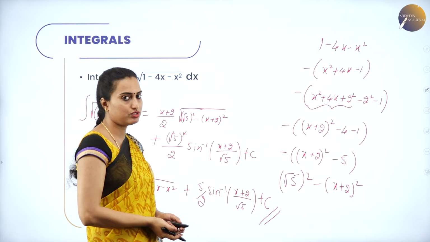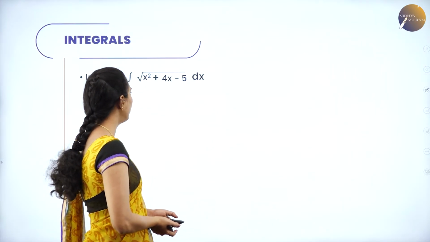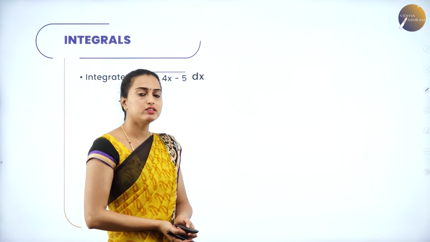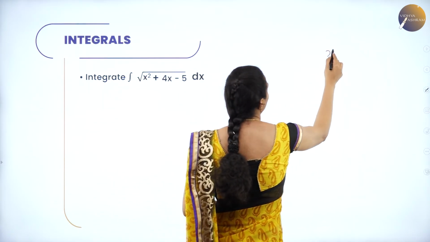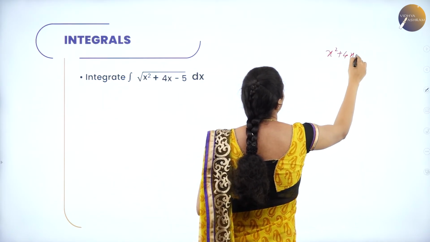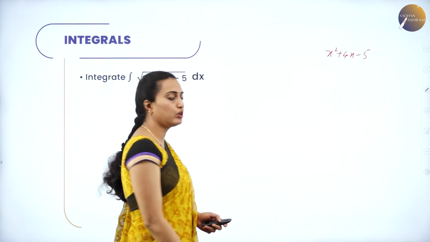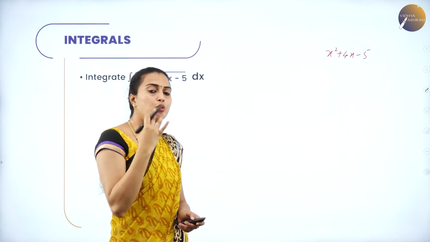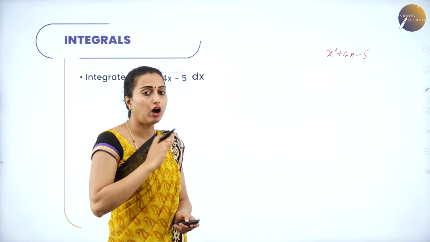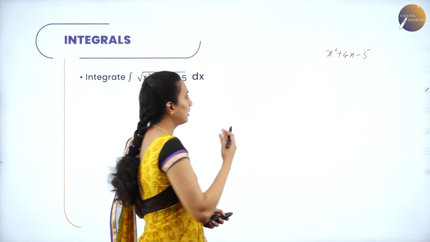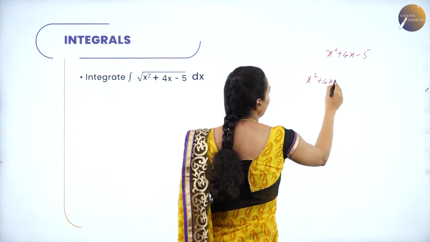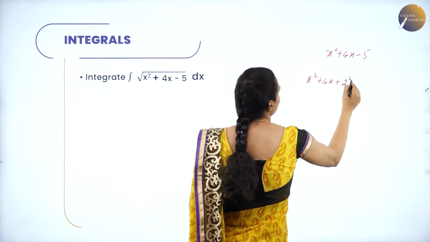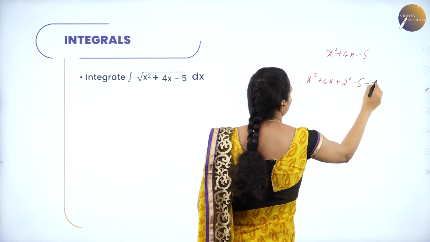Now we'll be moving on to the next one, under the root x squared plus 4x minus 5. Now this is also, take the inner side, x squared plus 4x minus 5. Now see the coefficient of x squared, yes it is 1. Move on to the coefficient of x, which is 4, half of that and whole squared of that. So therefore x squared plus 4x, half of 4 is 2, 2 squared minus 2 squared. So minus 5 minus 2 squared.